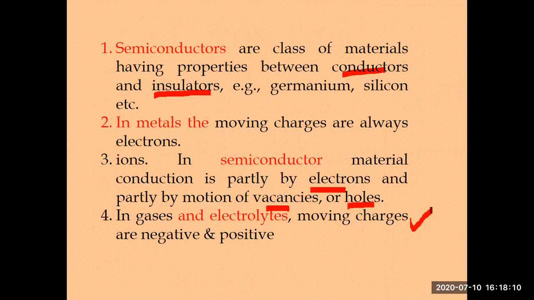Next, you have seen that conduction takes place due to electrons, positive and negative ions, and at the same time due to electrons and holes. It happens so in case of semiconductors, but in case of metals, it is due to electrons. But in case of electrolytes, it's positive and negative ions.